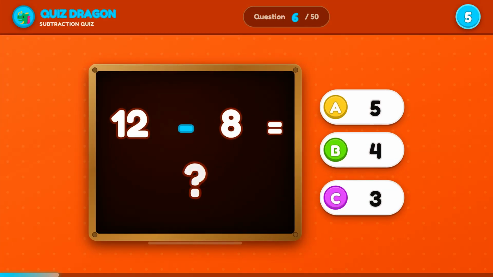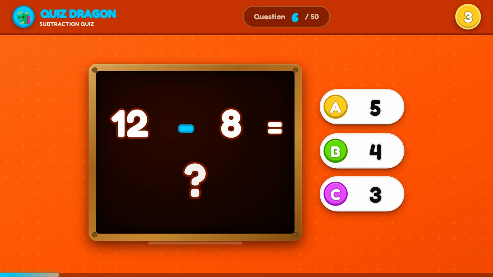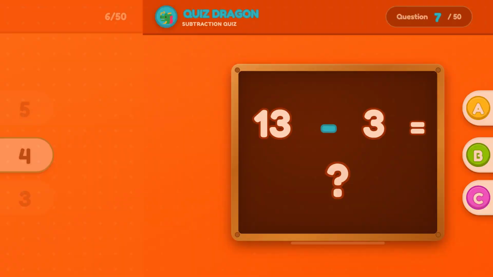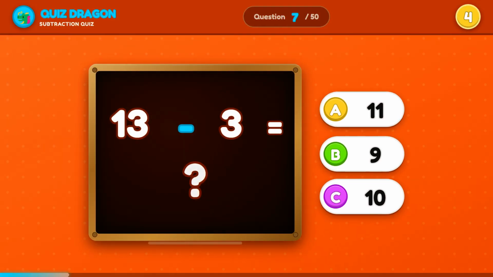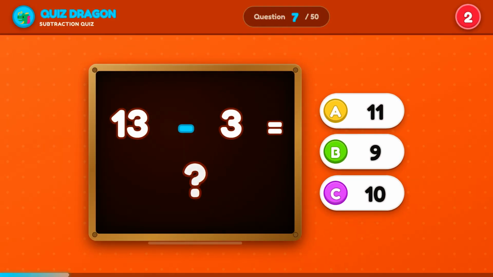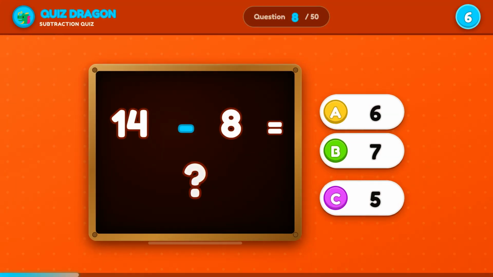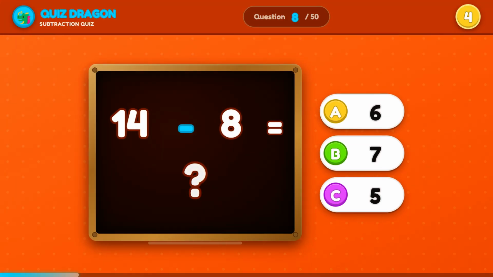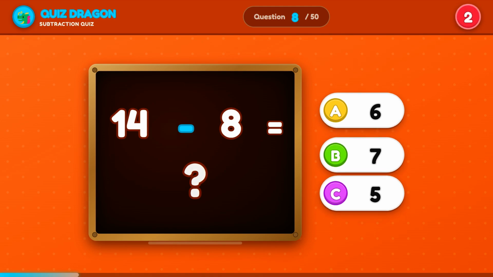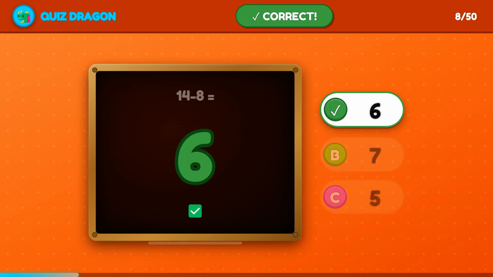Question 6. 12 minus 8. What's the answer? The correct answer is B, 4. Question 7. What is 13 minus 3? The correct answer is C, 10. Number 8. 14 minus 8 equals. The correct answer is A, 6.